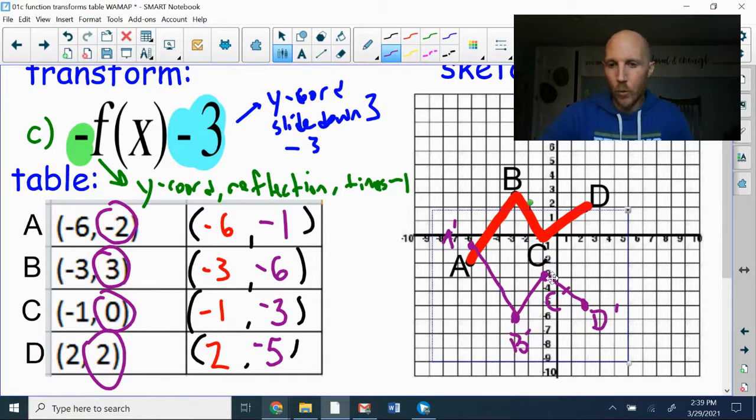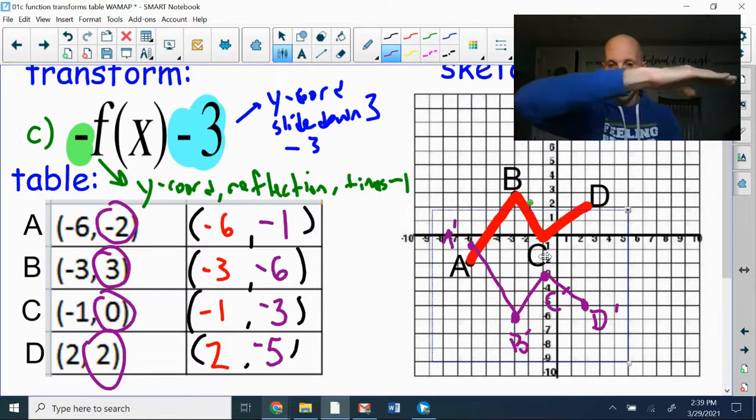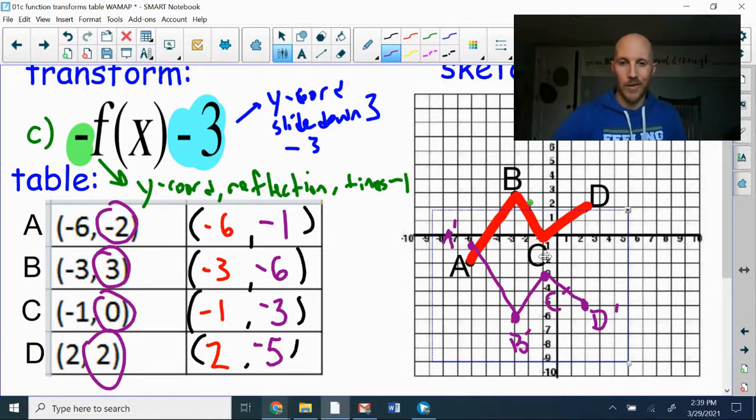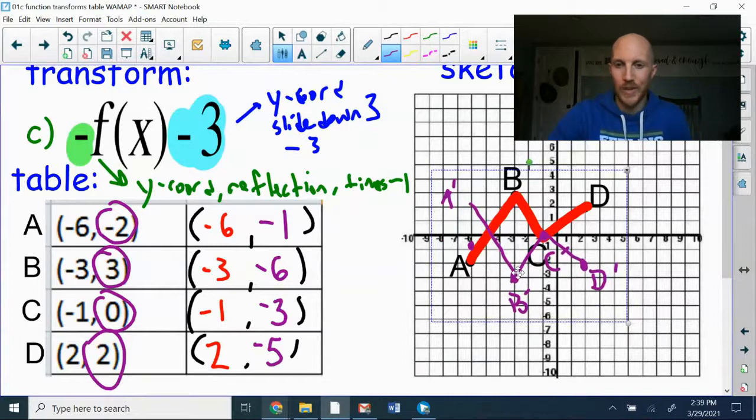So this graph was reflected across the x-axis. So points B and D, which were above, have been reflected below the x-axis. Point C was on the x-axis, so that was not affected by the reflection. Point A was below originally, and because of the transformation, it is now reflected above. And so if we had just done the reflection, it would look like this.